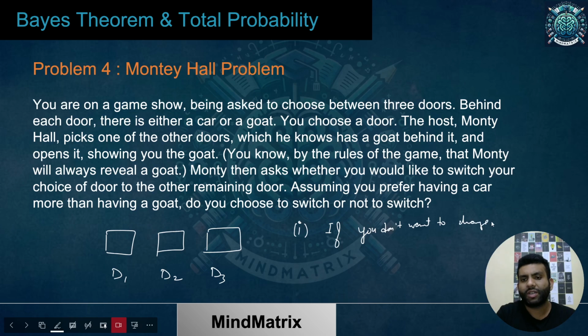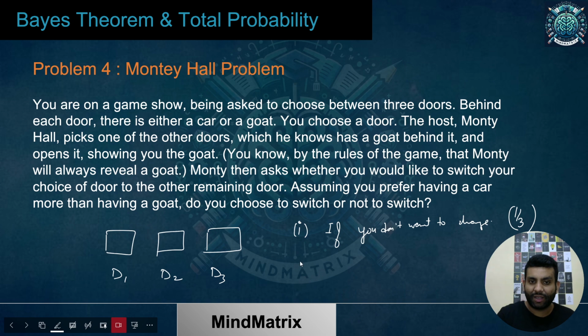So if you don't want to change, you want to stick to your choice. So initially only you have decided that the car is behind this door. Yes or no? Because you won't be changing your choice. You know that the door I'll be picking up is the final one for me. So what is the winning chance in that case? Because you'll be picking up only one door which may have a car behind it. What is the probability of having a car behind that? That is 1 by 3 only. Having a car behind one of these doors is 1 by 3 only.